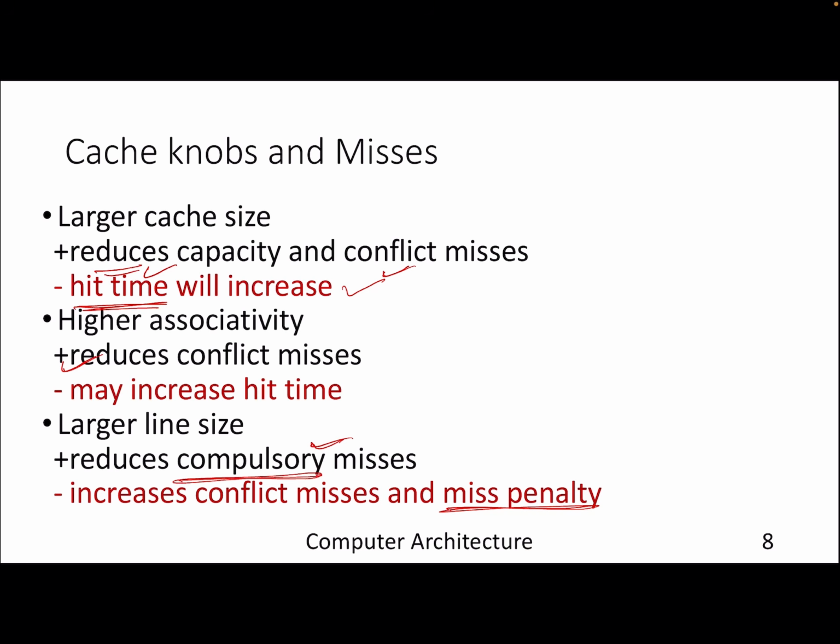Bringing a 64-byte block from the memory is cheaper compared to bringing a 1 KB block in one go, right? So these are the trade-offs that you can think about when you change these knobs.